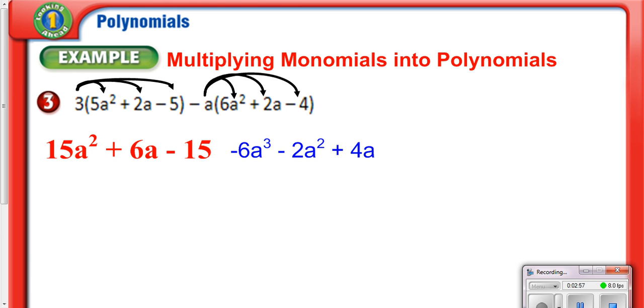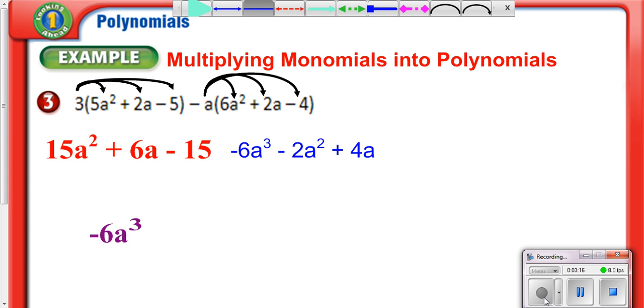Next, looking at the terms here, I'm going to write things in standard form. So I'm going to start with my greatest exponent first. In that case, that is going to be the negative 6a cubed. There is no other exponent higher than cubed, or no other degree higher than that. So I'll start off with negative 6a cubed.